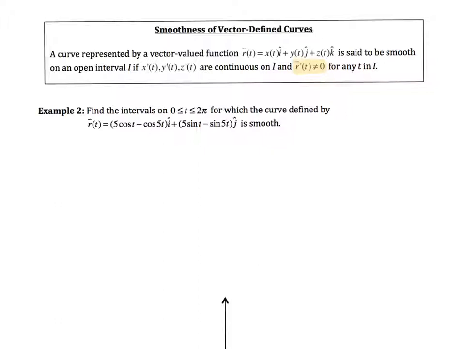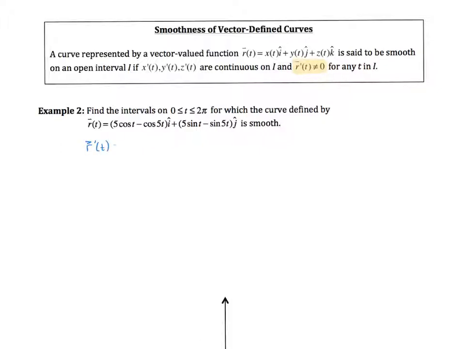All righty. So now we are given a vector in example 2. Notice we are only concerned about the interval 0 to 2 pi. And it wants to know, where is this curve smooth? So we know that it will be smooth anywhere where the component functions have continuous derivatives and anywhere where the derivative does not equal 0. So I think that's going to be our first line of defense. Let's get the derivative.